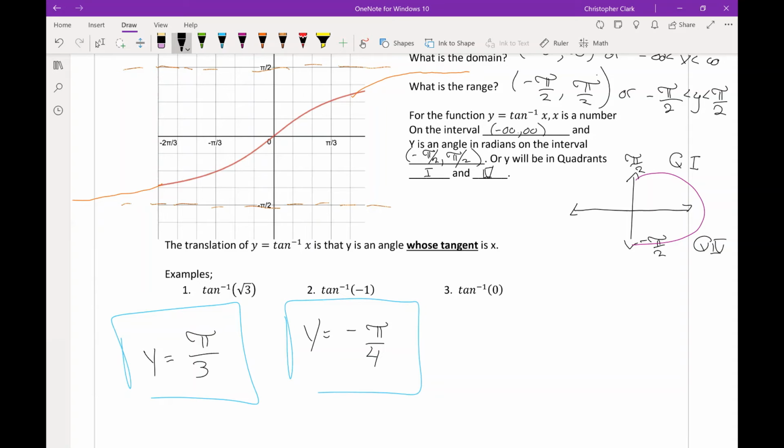And tan inverse of 0, well, at 0, cosine is 1 and sine is 0, so that gives you a tangent of 0. So that means that this is just going to be 0.